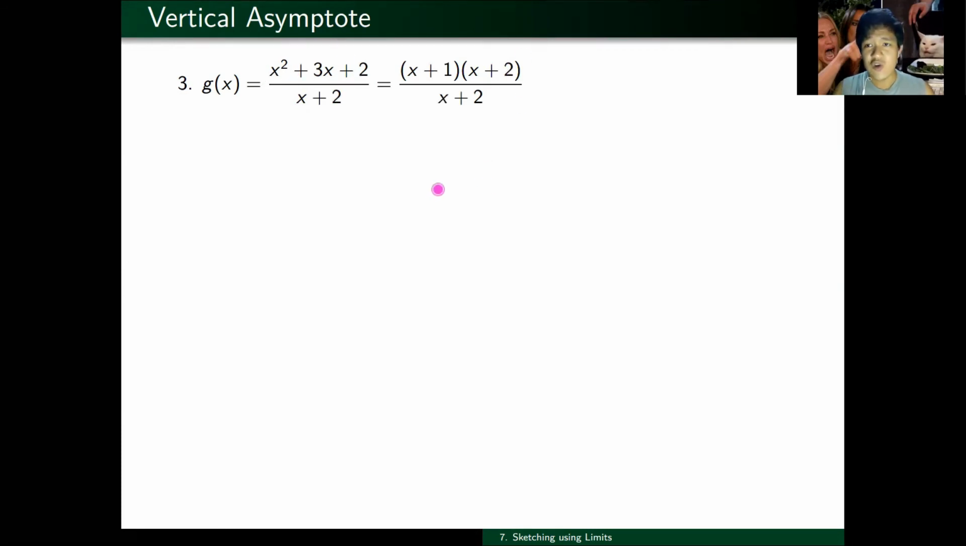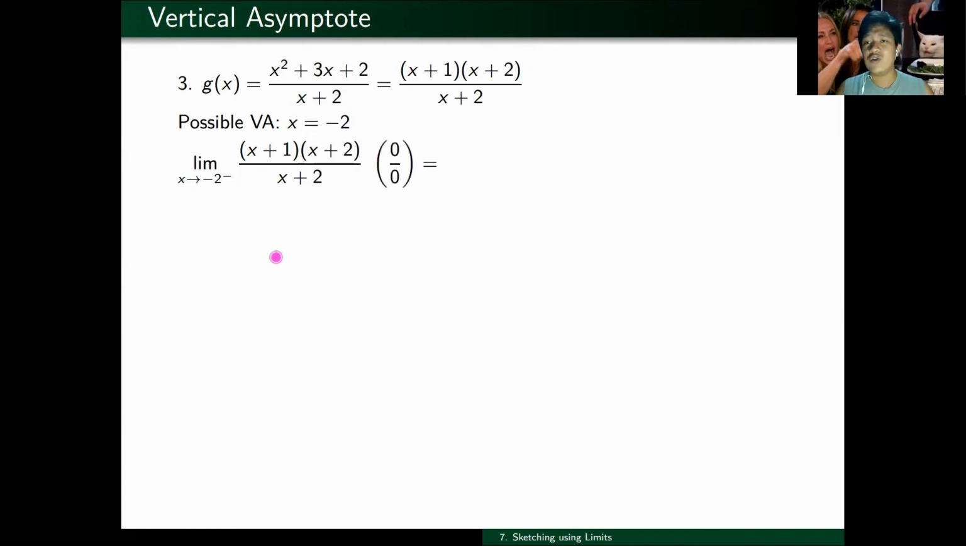Maybe may idea na kayo kung ano mangyayari dito. Let's see. I have one suspect for VA. This makes your denominator 0 eh. If I get the limit, I have an x plus 2 here, I have an x plus 2 here. I get 0 over 0, but I can cancel that. I will be left with the limit of x plus 1 as x approaches minus 2 from the left. I can just simply plug in minus 2, I'll get negative 1.